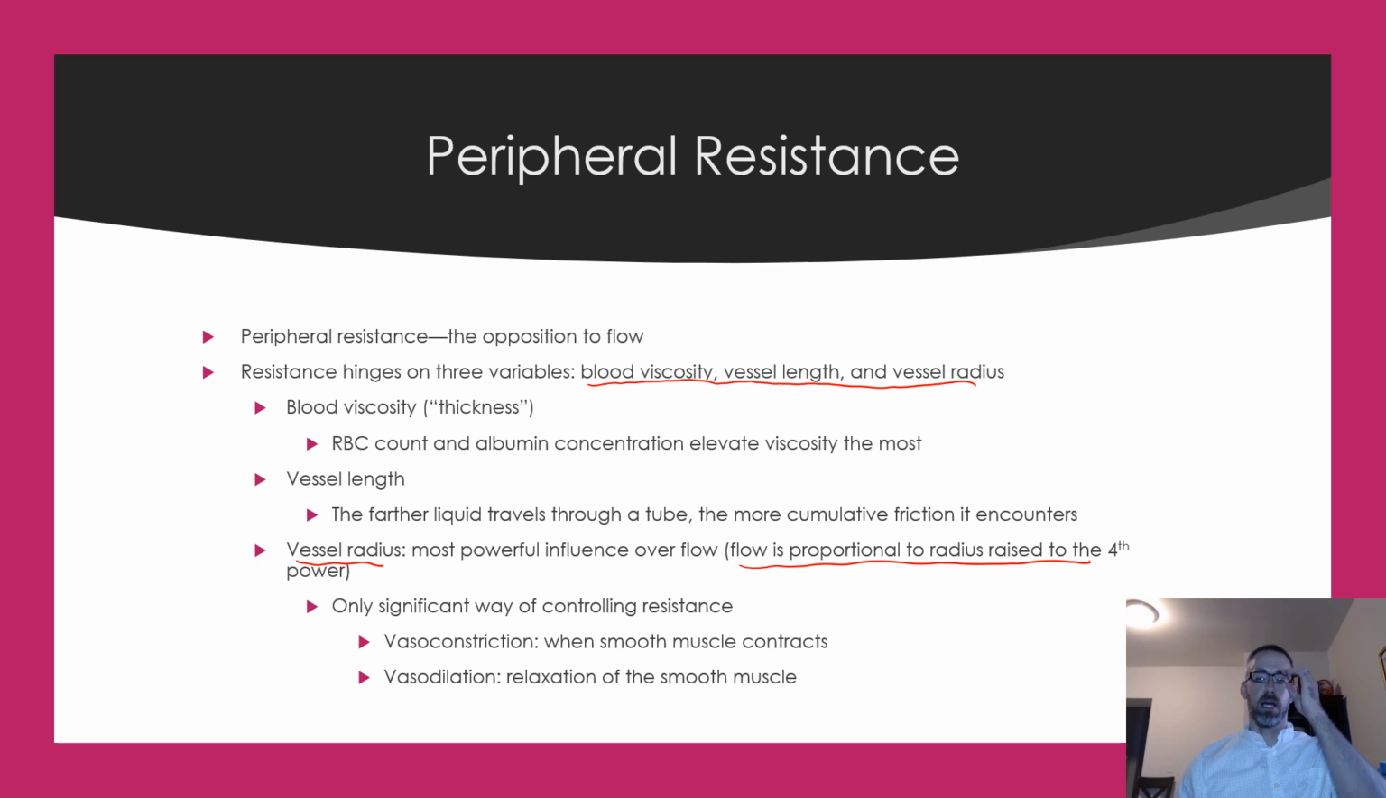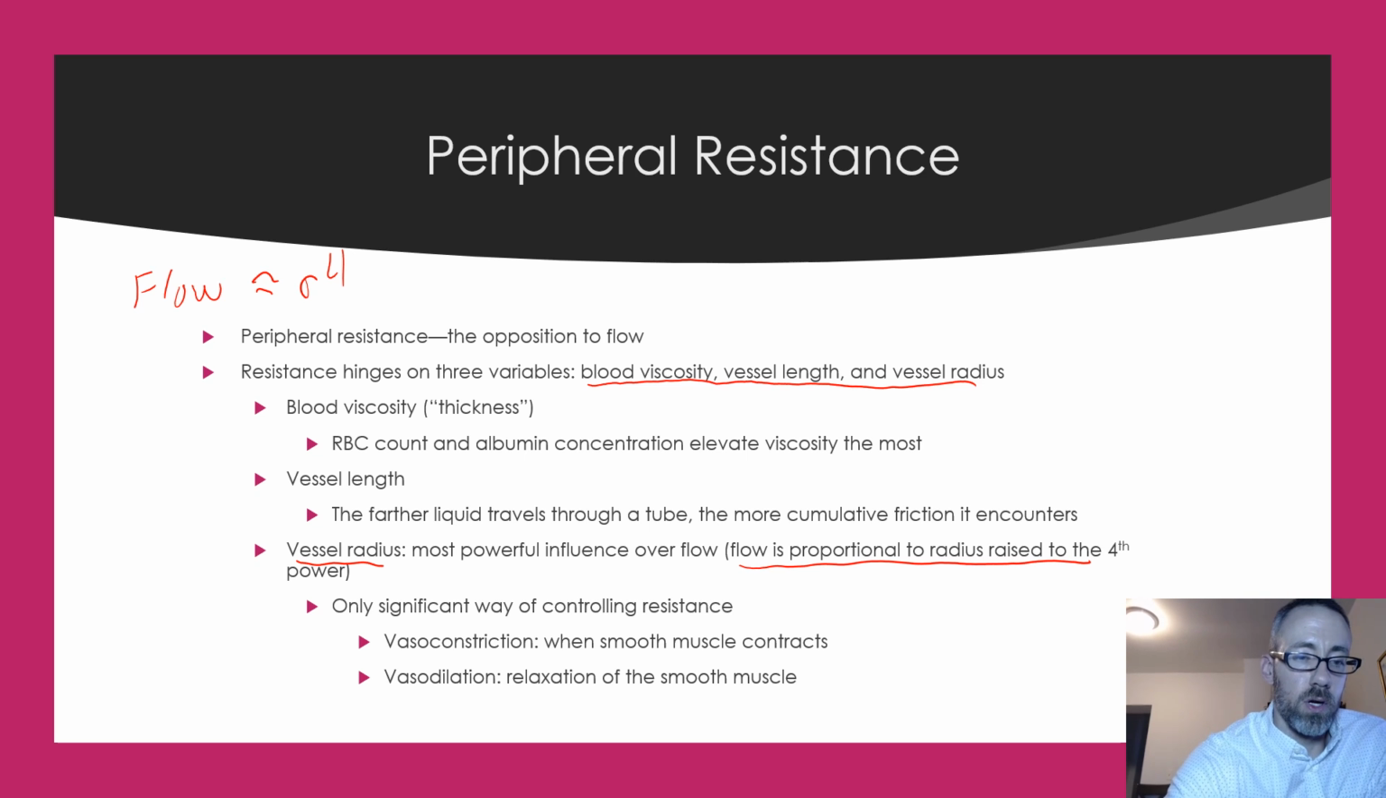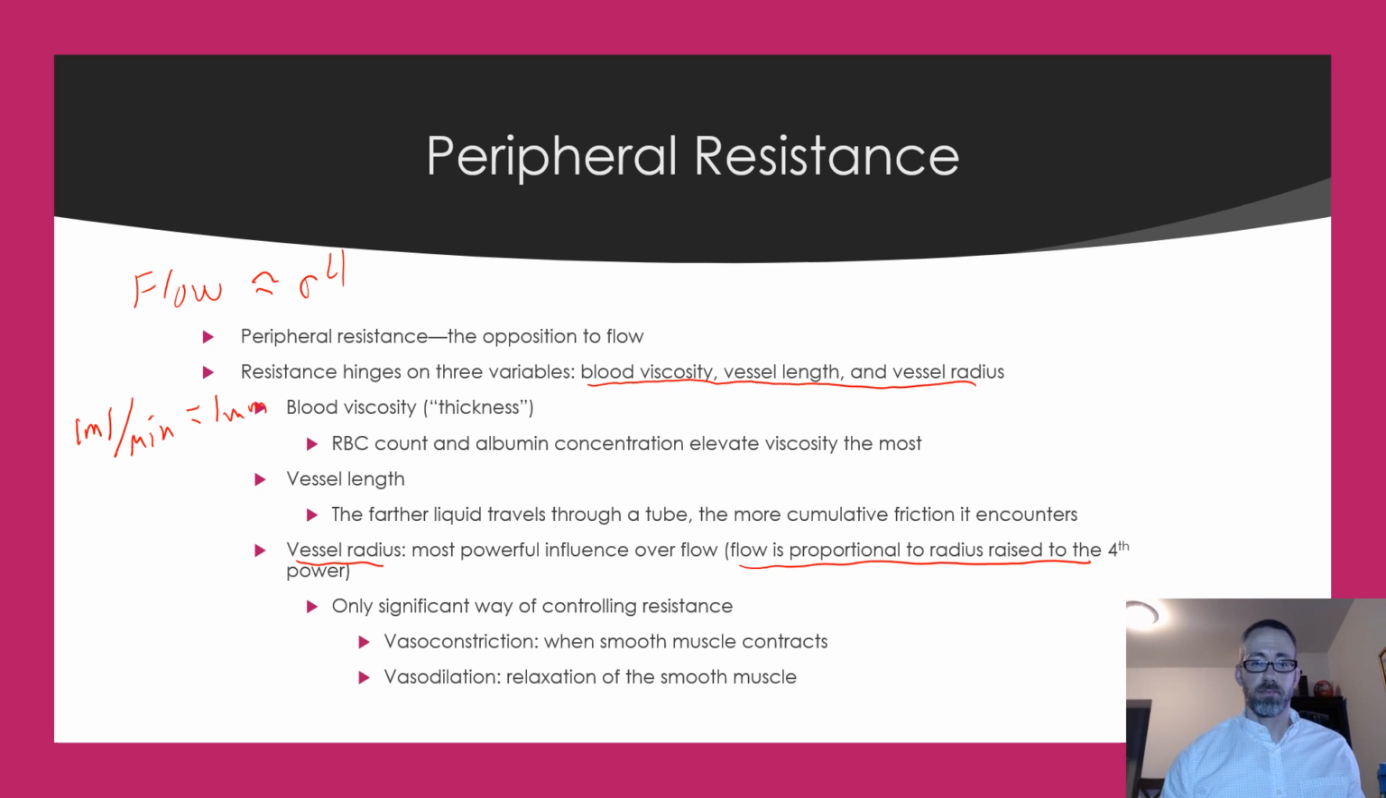So this is actually a very powerful way to adjust for flow. Just as an example, flow is proportional to the radius raised to the fourth power. So let's take an example of that. Let's say the flow was 1 mL per minute, and that's proportional to the radius raised to the fourth power. Let's say the radius was 1 millimeter. If the radius was 1 millimeter, we'd have 1 mL per minute of flow going through that vessel.